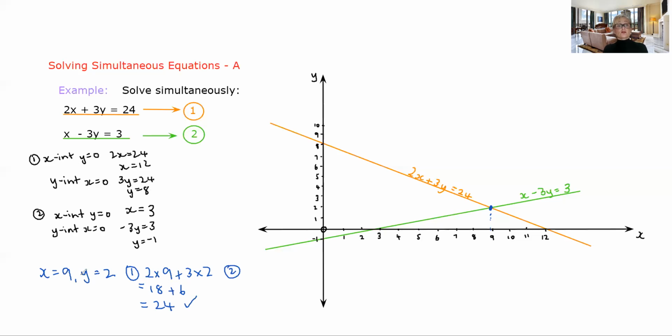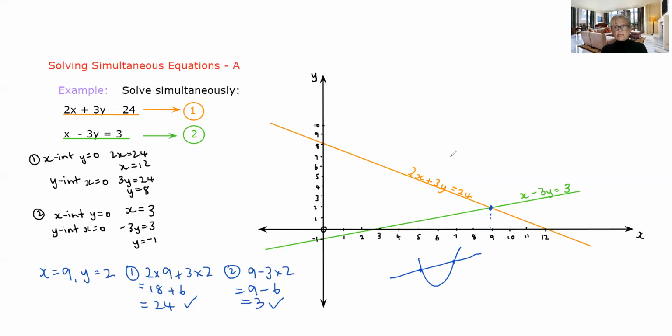And if we sub that into equation 2, we get 9 minus 3 times 2, which is 9 minus 6, which is 3. So yes, equation 2 is also satisfied. So one method that you can actually use to solve equations simultaneously is to graph them and read off the point of intersection. If you happen to have something other than two linear functions, you might have a parabola and a linear function, it's quite possible that you might have more than one simultaneous solution. That's perfectly fine.